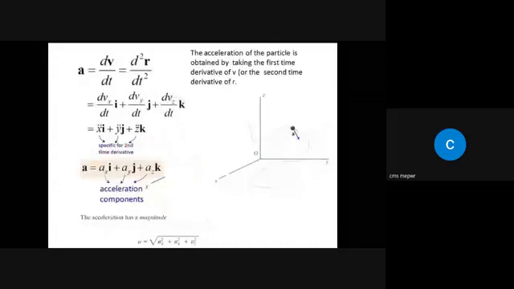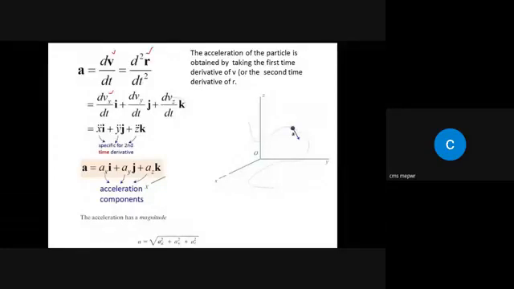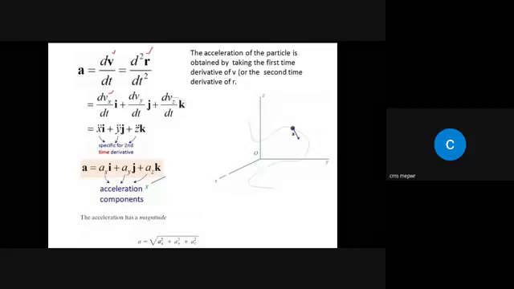Okay, for acceleration, we need to take the derivative of velocity. Velocity is basically the derivative of displacement, so for acceleration we need to take the double derivative of displacement, d square r by dt square. Again, if you write r in terms of its components, we get d square rx by dt square, d square ry by dt square, and d square rz by dt square. Here, instead of the double derivative, we have put the velocities vx, vy, vz. That's why it's the first derivative.